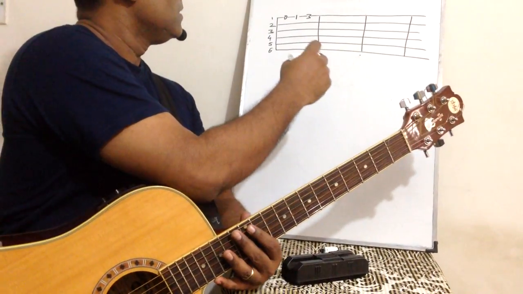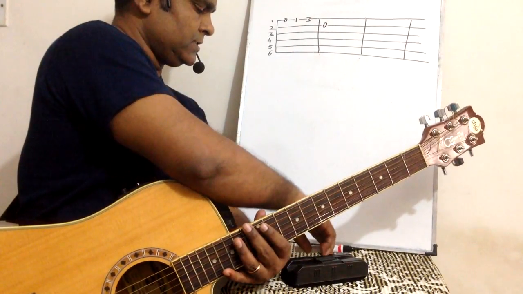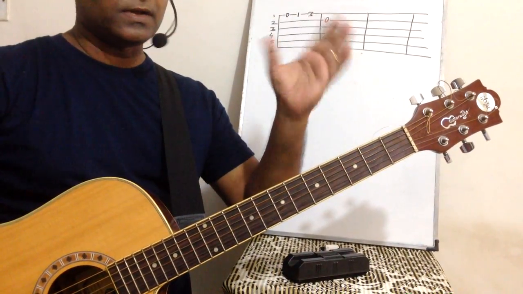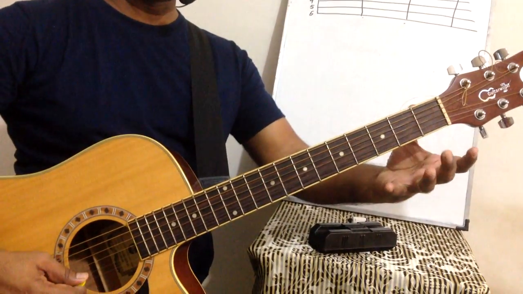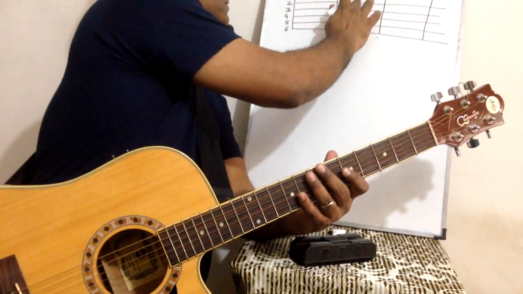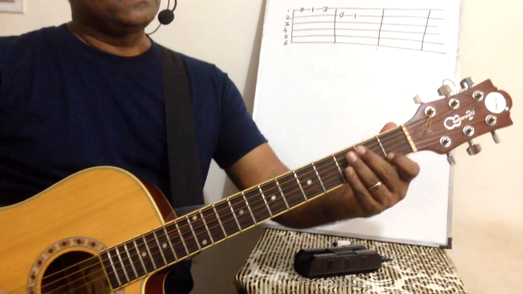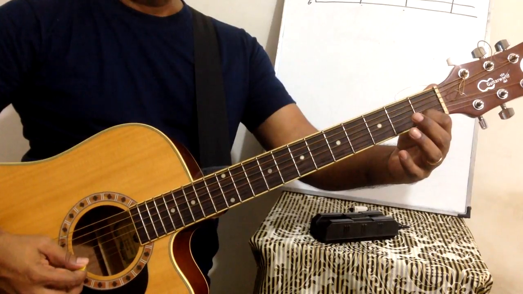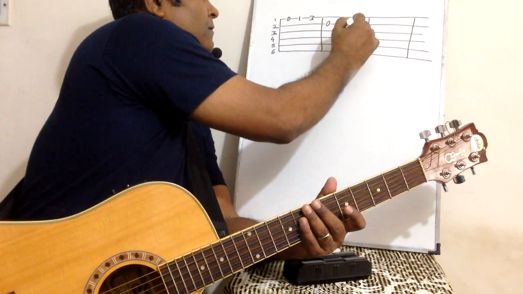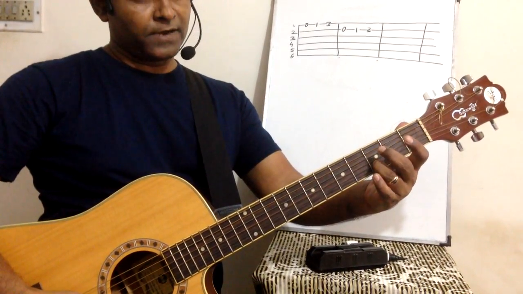Now say for example the second string, if there is 0 on this second string, it means that I play the second string open. I don't place my fingers on any of the frets. That's how it will sound. Now when I place a number 1 here, that means I play the second string on fret 1. If there is a number 3 here, it means I play the second string on the third fret.